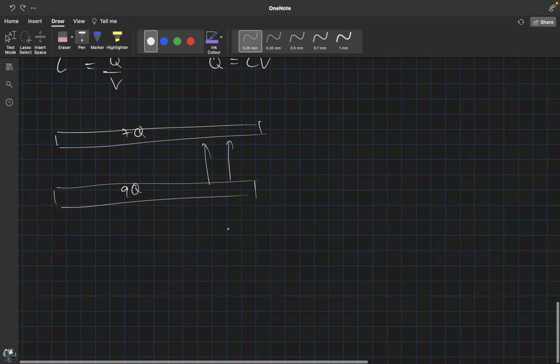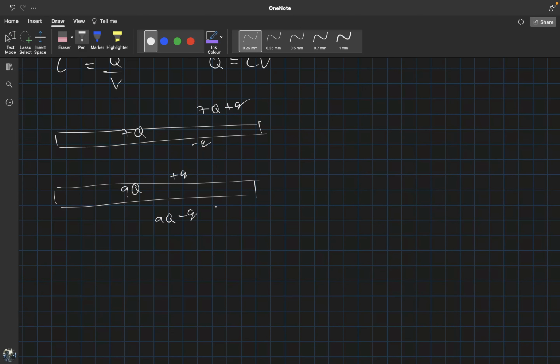If they're not infinite plates, in that scenario you'd have something like plus q, minus q. Even if you don't want to take it that way, then you'll write two more equations. Plus Q, minus Q taken, right? Then you know what will be the charge outside. For the top one, it will be 7Q plus Q, and bottom one will be 8Q minus Q.